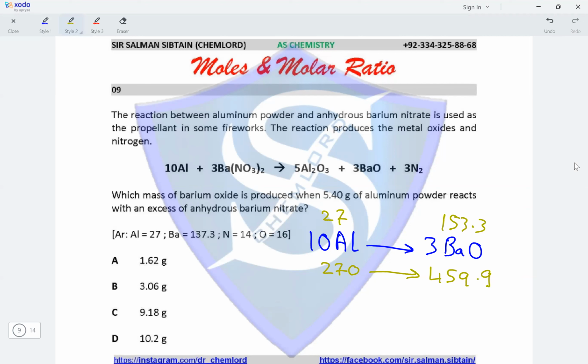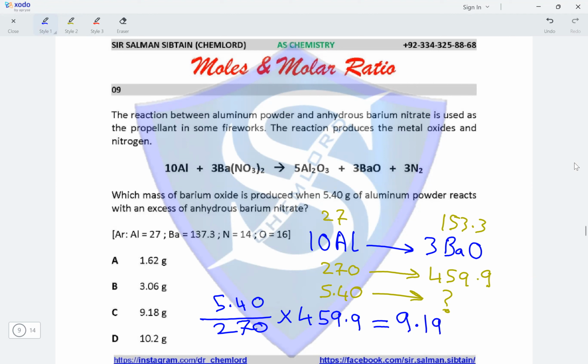So the question asks, how much barium oxide would be produced if 5.40 grams of aluminum are used? So the calculation here would be 5.40 divided by 270 multiplied by 459.9, giving us a value of 9.19 grams of barium oxide, which makes option C the correct option for this question.